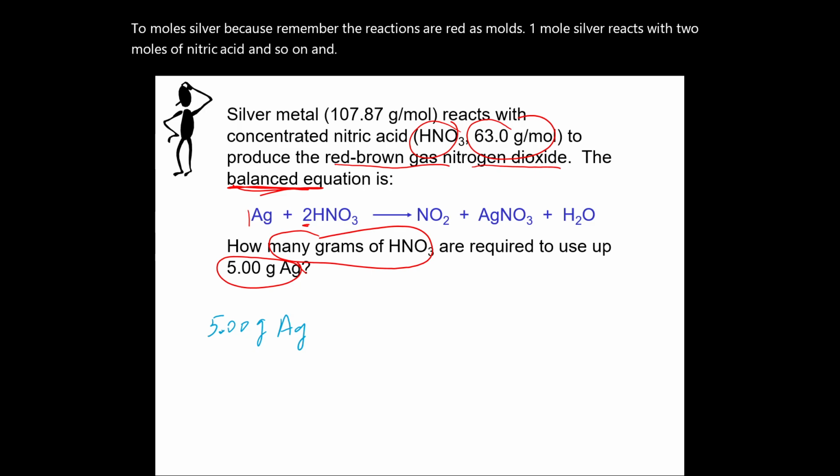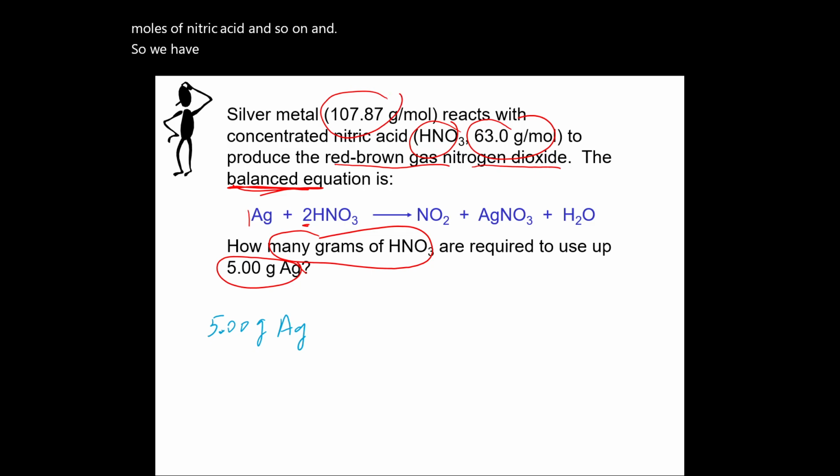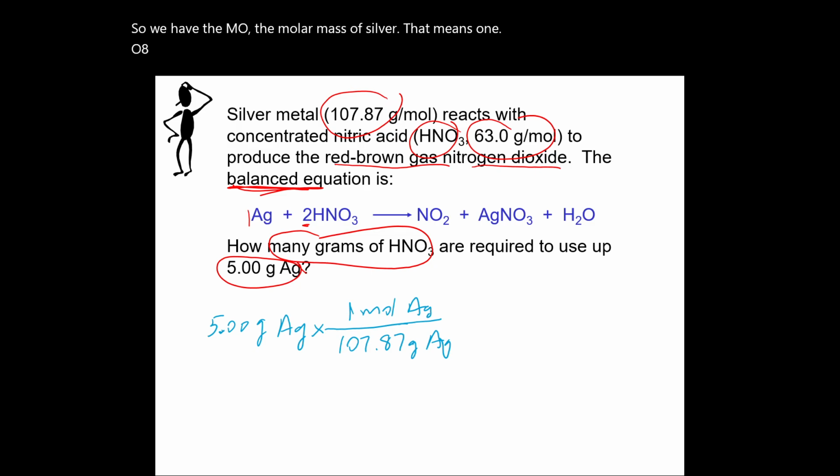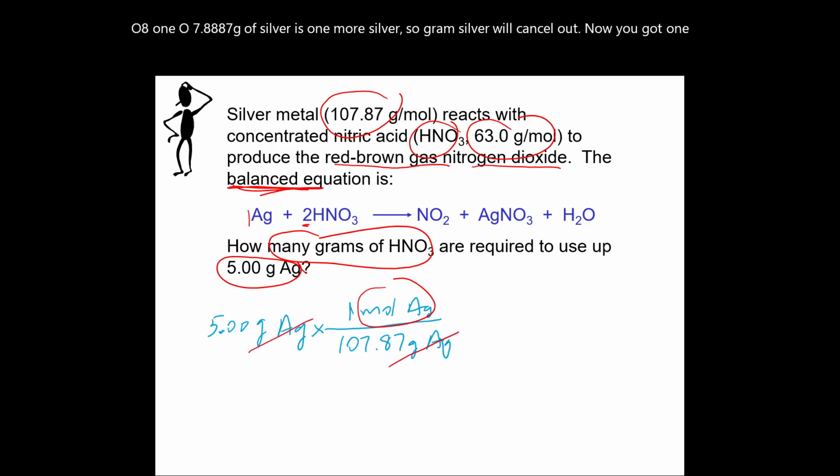So we have the molar mass of silver. That means 107.87 grams of silver is 1 mole silver, so grams silver will cancel out. Now you got 1 mole. That is not what we're looking for, right? We're looking for how many grams of nitric acid. So we have to relate silver to nitric acid.